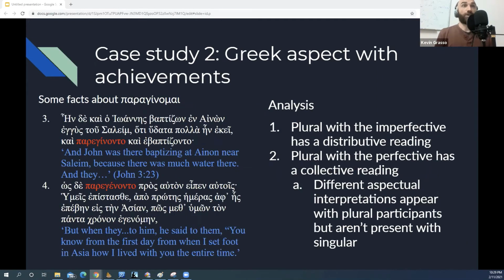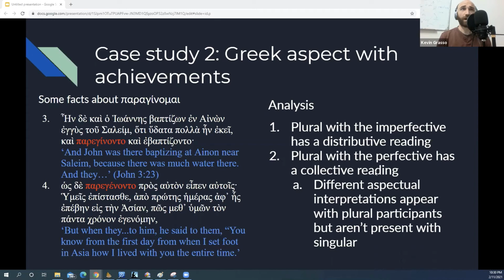So there are other facts though, right? So we have other facts like in 3 and 4. Maybe I'll just read the translation for the sake of time, it's 10:30. And John was there baptizing at Ainon, near Salim, because there was much water there. So this is a phrase, kai paraginonto, kai ebaptizdonto.